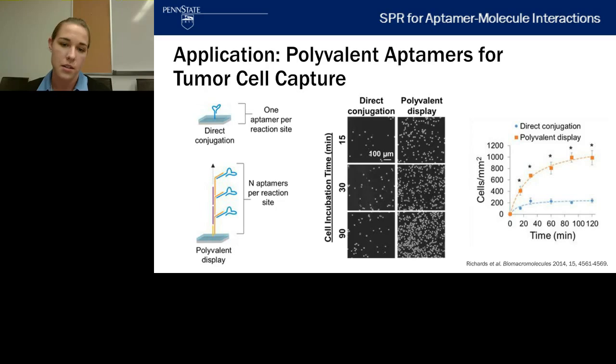So we can see that as the cells are incubated for longer amounts of time, the amount of captured cells increases in both cases. However, the polyvalent display affords a larger amount of captured cells at each time point. And this is a significant amount of cell capture. So this is important for areas that have very difficult surfaces to functionalize or where there's limited surface reaction sites available.